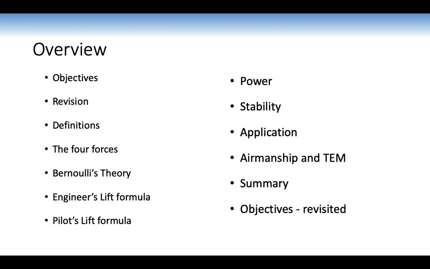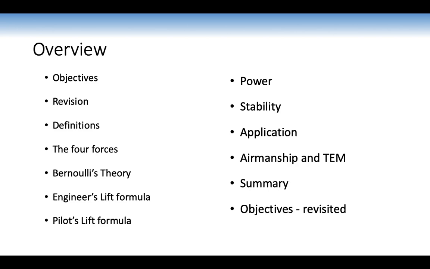So an overview of what we'll have a look at. Objectives, that's the take-home message. We'll have a look at our revision from our effects of controls brief. We'll look at the definitions that are relevant for today. We'll have a look at the 4 forces that act on our airplane in straight and level flight. We'll have a look at Bernoulli's theory, so that's another theory to tell us how lift is produced. We'll look at the engineer's lift formula, which we briefly touched on in effects of controls, and from then on we'll further look at the pilot's lift formula, so things we can control as pilots.